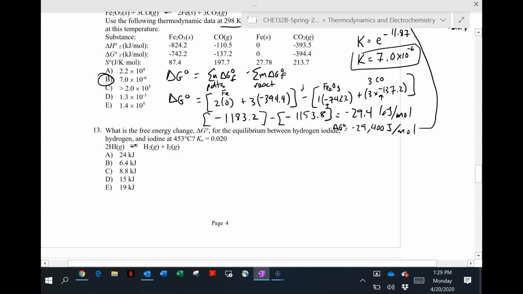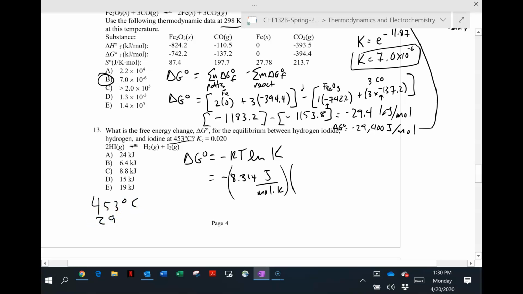13 is just going backwards from that. We say delta G equals negative RT ln K, again with R being 8.314 joules per mole Kelvin. That's our gas constant value times the temperature. So we have 453 degrees C. We add 273 to that to convert it to Kelvin. So 6, 2, carry the 1, 726 Kelvin. That's probably one of the wrong answers, is not doing that. And the natural log of our K, which is 0.020.